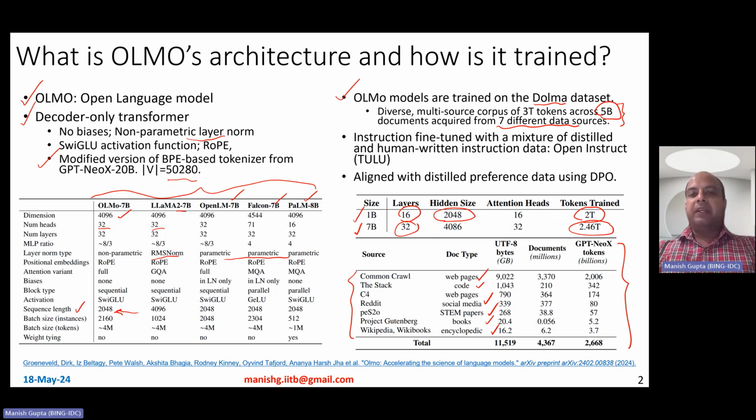Once the OLMo model is pre-trained, it is instruction fine-tuned using the OpenInstruct Tulu dataset. And then it is further aligned to follow human instructions with distilled preference data using DPO. So that's the architecture and the training recipe for OLMo.